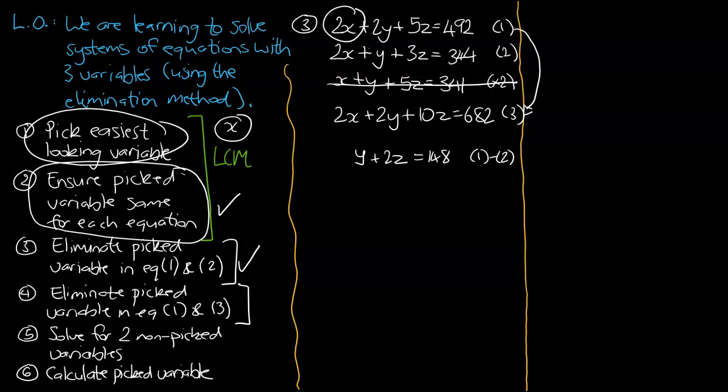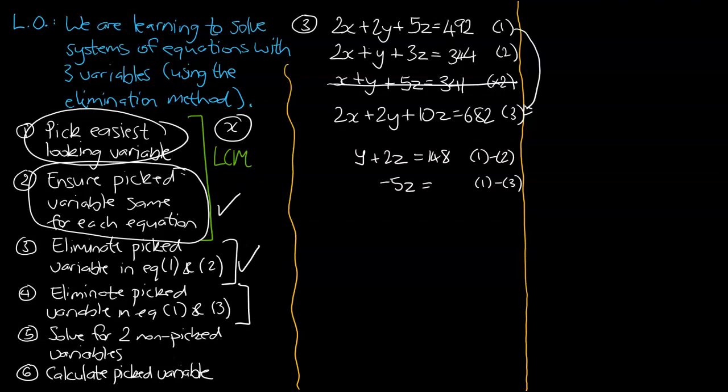And again, we've got 2x and 2x. So we're going to be using a subtraction approach because that'll get us to 0. So let's do equation number 1 minus equation number 3. So 2x minus 2x, as I said, is 0. And we've got 2y minus 2y is also 0. This is a bit of a bonus one, which means we're left with 5z minus 10z, negative 5z.